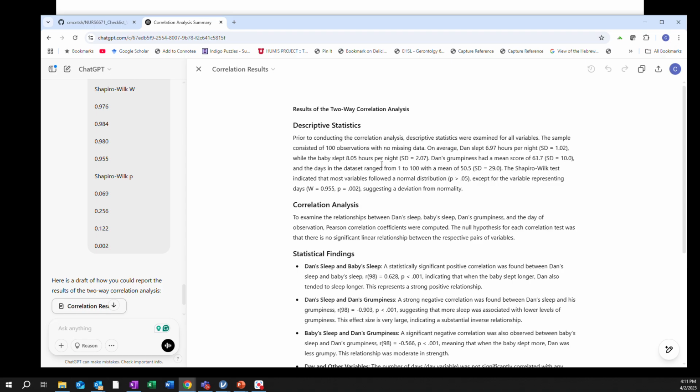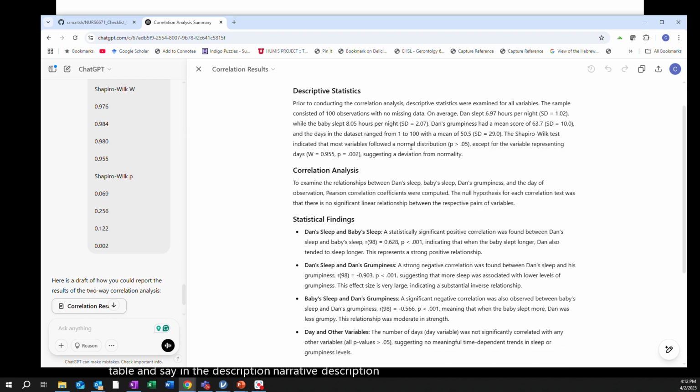Just one of my thoughts as you're reporting this out: we already gave the table of descriptive statistics that I'd probably include in my research report. There's no need in a real report to be very explicit about every single descriptive statistic that's in a table. I would give the table and point out any highlights, and might say that the general trend or pattern was that as the baby slept more, Dan slept more, and Dan was less grumpy. That would probably be sufficient because they can go see it in the table. You don't want to repeat verbatim everything in the table in the narrative description. So I probably wouldn't report that quite like that.